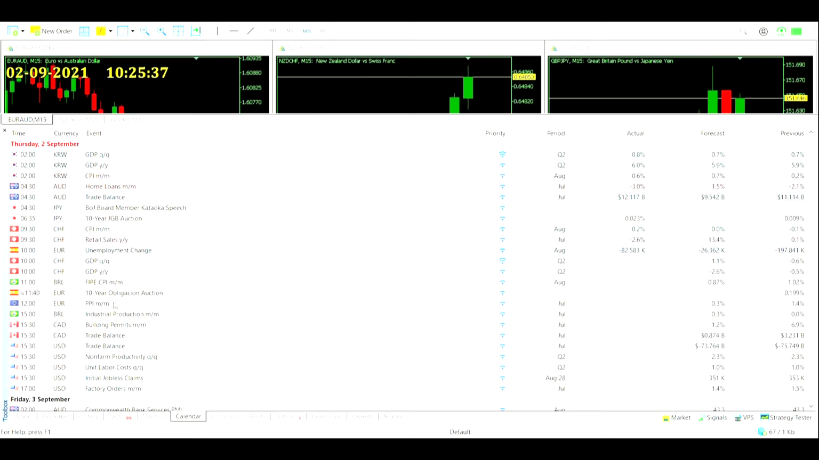12 o'clock, Producers Price Index month on month for the entire Eurozone. Could see a bit of an impact onto the euro currency. They forecast 0.3%, likely to come in higher than that. It's just based on the other numbers we've seen feeding through this week from the Eurozone.